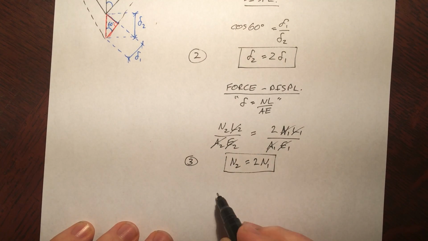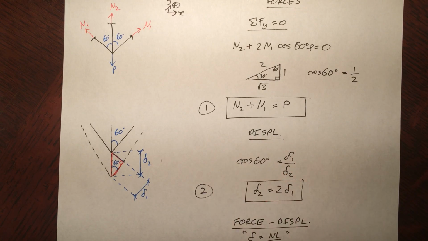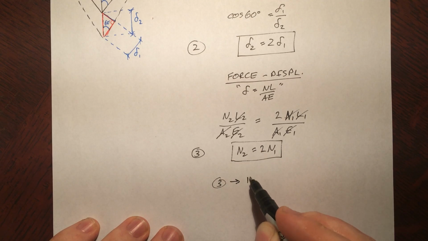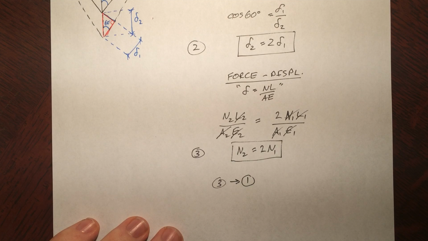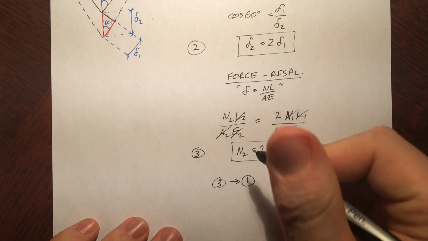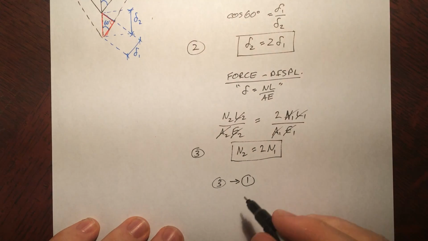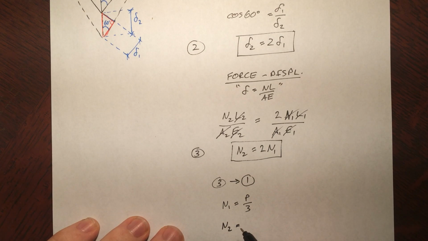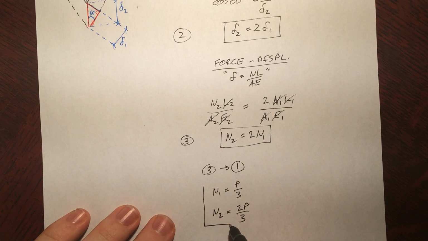That's our third equation. Now, just like before, we have one equation with N1 and N2, another equation with N1 and N2, so we solve them simultaneously, 3 into 1. And then we can say N1 is P by 3, and N2 is 2P by 3. So there we go. We've completed the first step of my process, if you will.